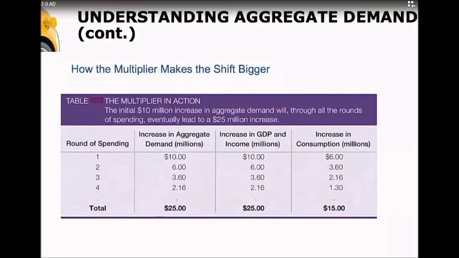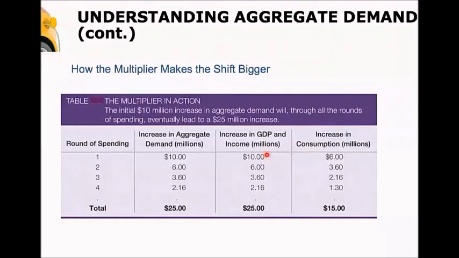Now think about what happens to that income. As we saw when we looked at the circular flow, that income is either spent on consumption goods or it's saved. It all depends on how much is being saved. But suppose we spend 60% of our income, well then that increase in income of $10 million is going to become an increase in consumption of $6 million. So we had an initial increase in aggregate demand of $10 million. Maybe it's an increase in government expenditures. Maybe it's an increase in investment. Something shifts the aggregate demand curve by $10 million. That becomes an increase in income, which increases consumption demand by $6 million.